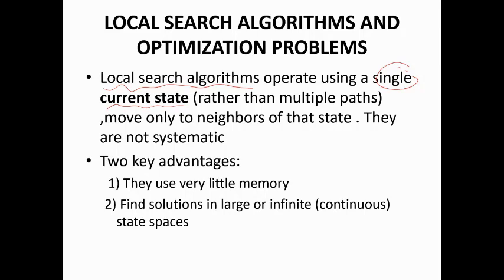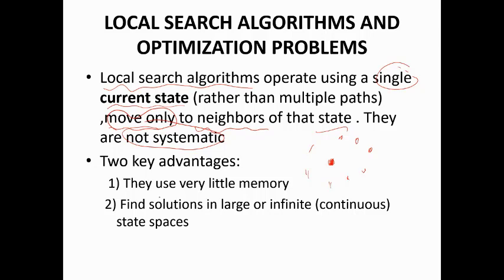So the main idea is local search algorithms work with a single state, the current state, and we look to the neighbors, other nearby states. So we are in this position to see the next state, the neighbor one. We always move only to the neighbor state. Also they are not symmetric. One important idea: it could be asymmetric.